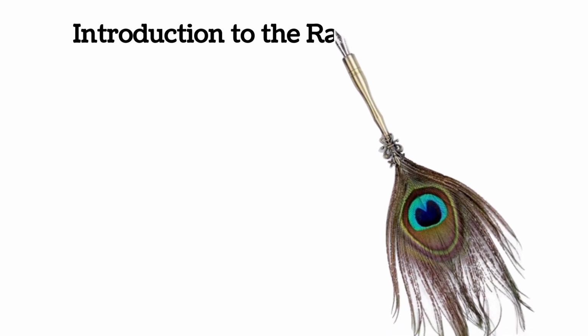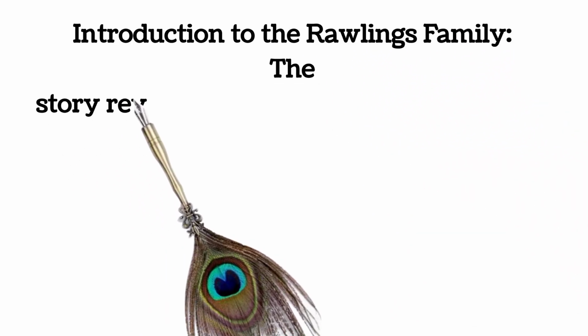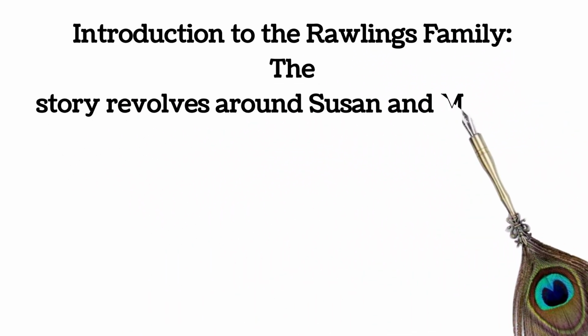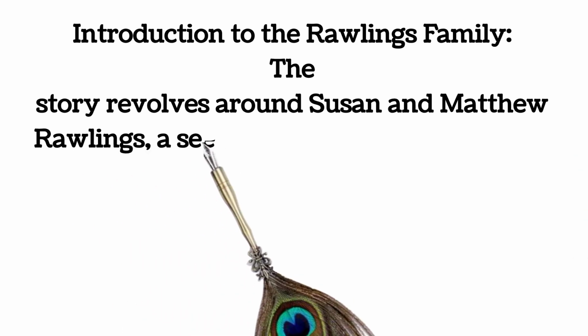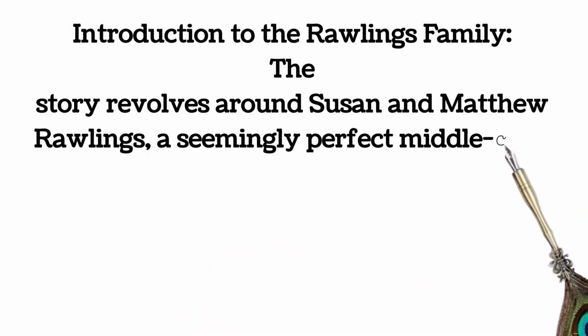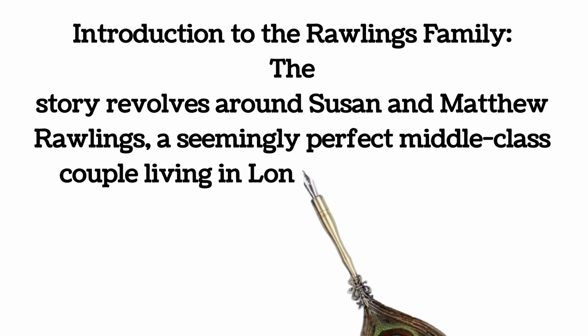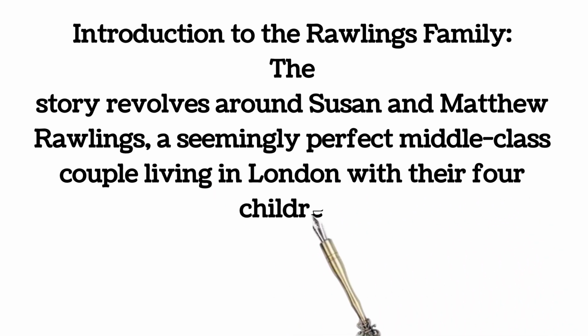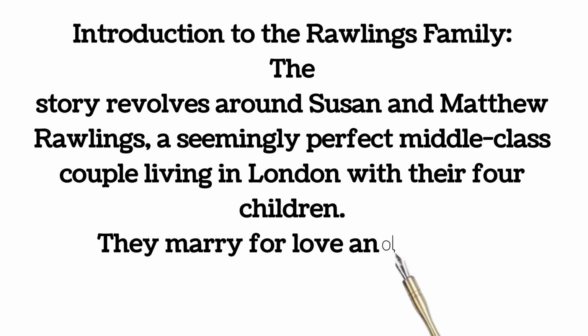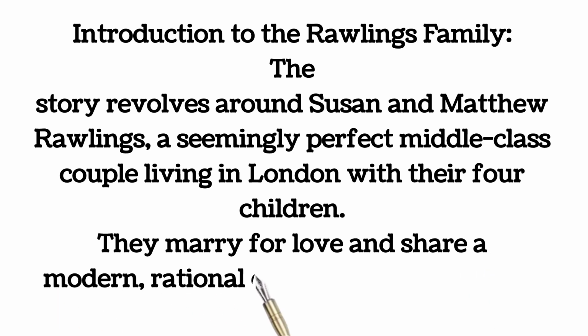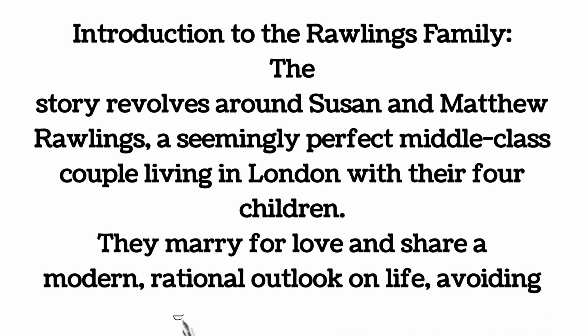Introduction to the Rawlings family. The story revolves around Susan and Matthew Rawlings, a seemingly perfect middle-class couple living in London with their 4 children. They marry for love and share a modern, rational outlook on life, avoiding emotional extremes.